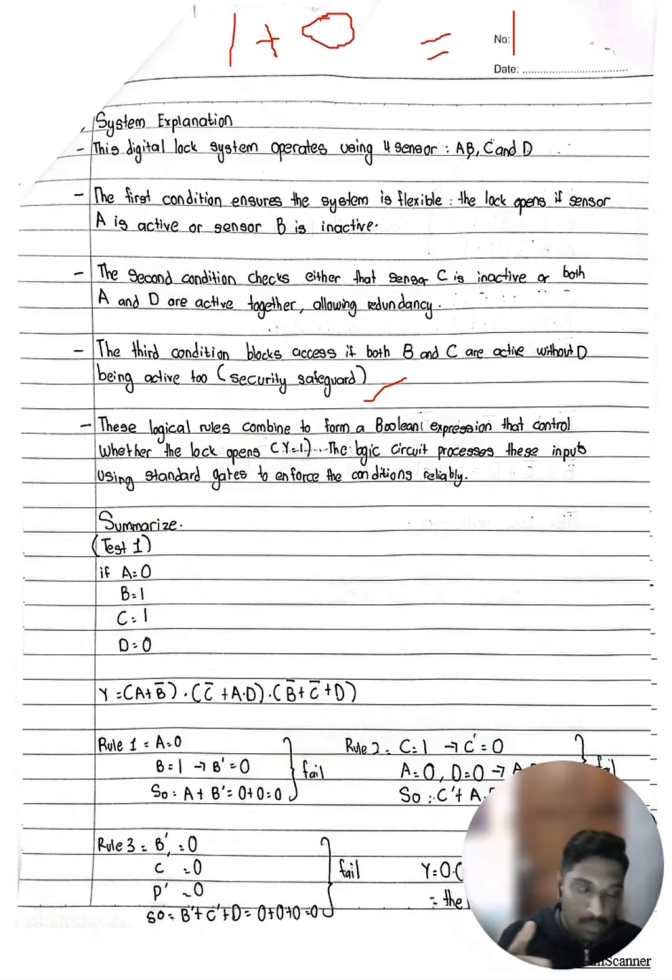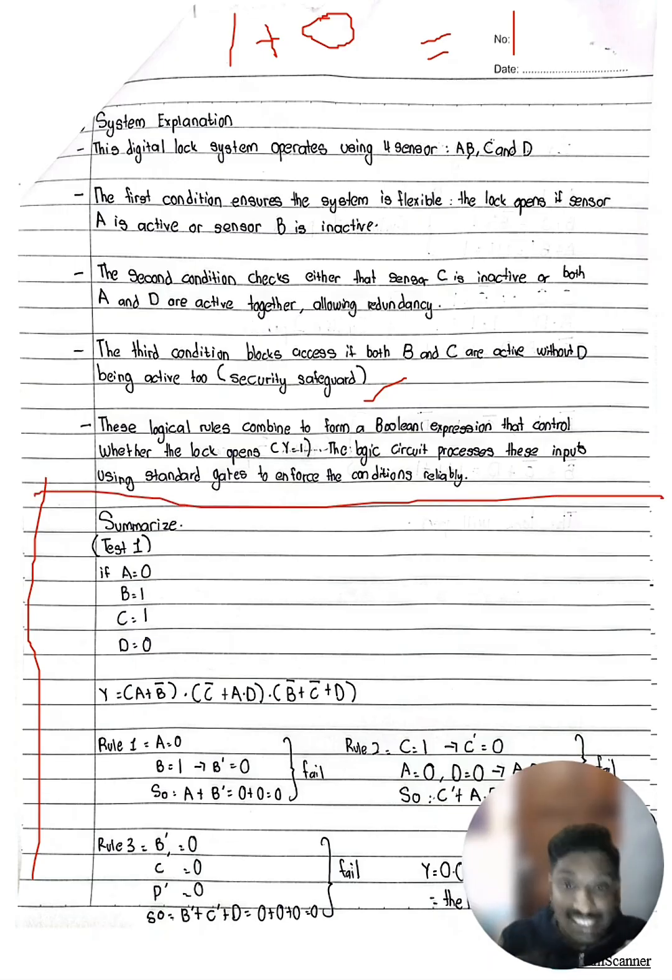So based on the AND table, 1 times 0, you will get 0. So rule 1 passes, rule 2 passes, but rule 3 equals 0, which means the lock won't open. So that's why this is the scenario I gave.